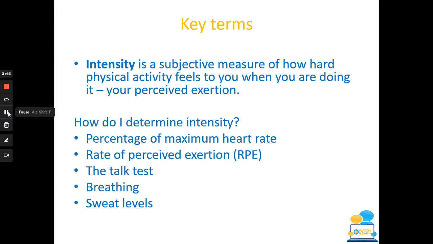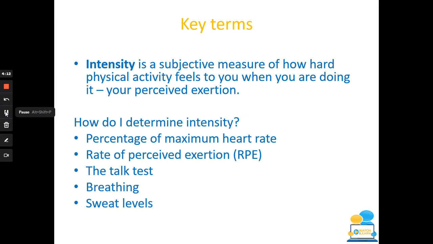So the next key term we're going to look at is intensity. So intensity is a subjective measure. Subjective relates to how you feel yourself, of how hard physical activity feels to you when you are performing it. So your perceived exertion, so how you perceive or how you feel the exertion is. So how hard you perceive it or you feel it to be.